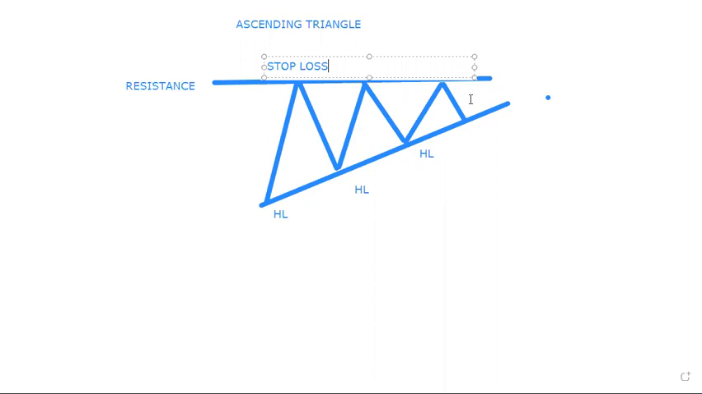Number two, the higher lows into the resistance show the strength of buyers likely to take over the market. Full stop. Are we there?